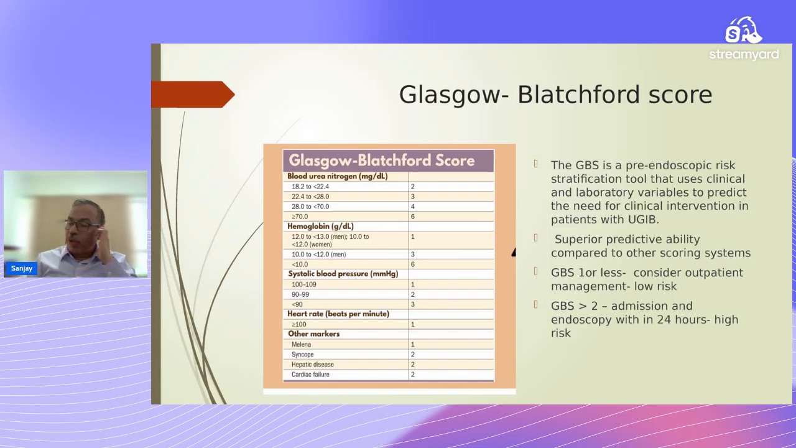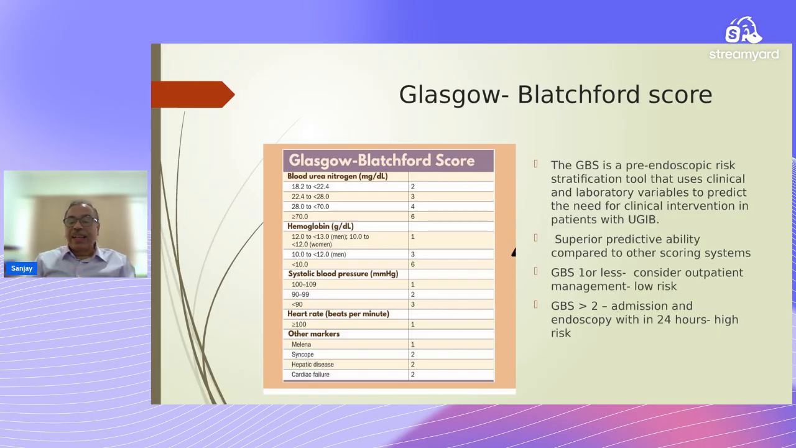That's very important. That means the patient has come to you, you have stabilized, you have initiated all the measures, and then you apply this Glasgow Blatchford score, which is a clinical and biochemical score. And based on the score, you would decide whether this patient requires admission and further management endoscopically, or he has no further risk and he can be discharged. That is the relevance of Glasgow Blatchford score.